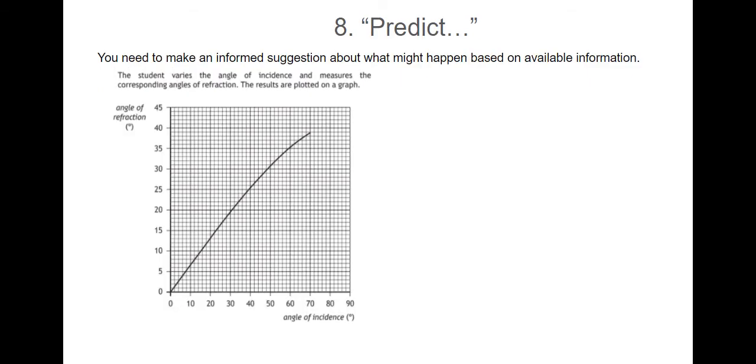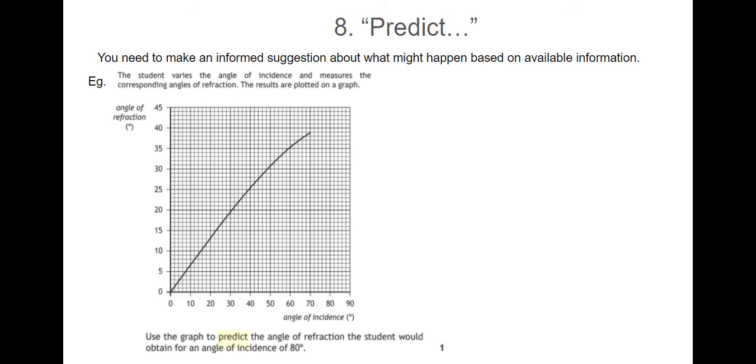Number 8, predict. You need to make an informed suggestion about what might happen based on available information. So a student varies the angle of incidence and measures the corresponding angle of refraction. The results are plotted on the graph. Use the graph to predict the angle of refraction the student would obtain for an angle of incidence of 80 degrees. So if I look at an angle of incidence of 80 degrees and then scan my eyes up to the line, you'll see the line stops at 70 degrees.